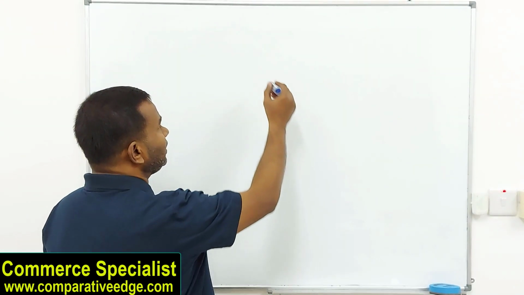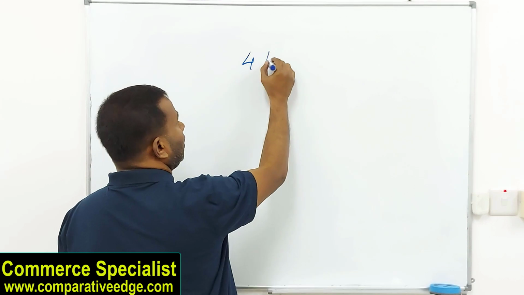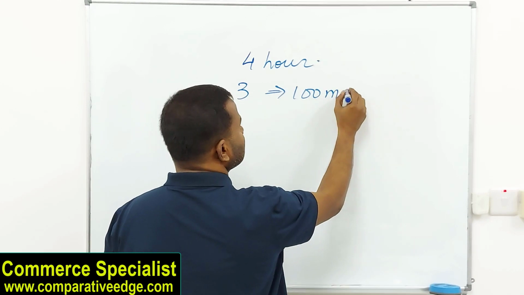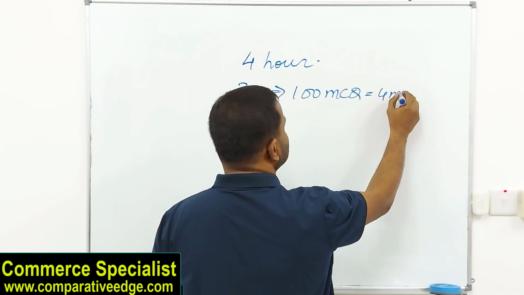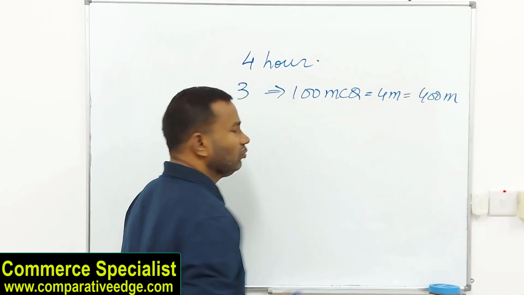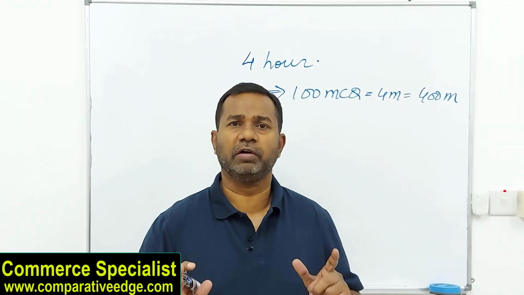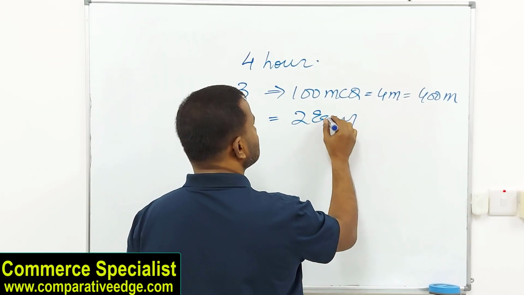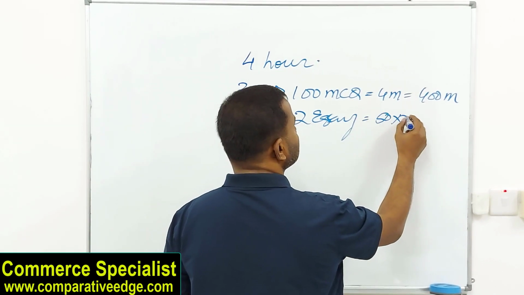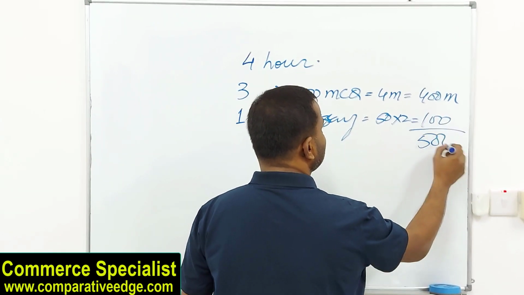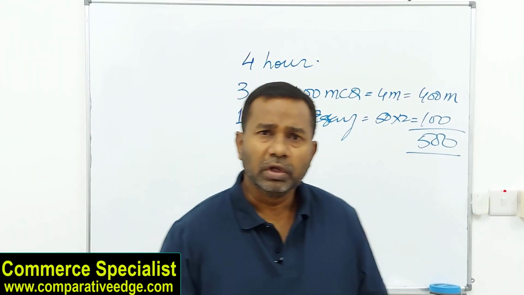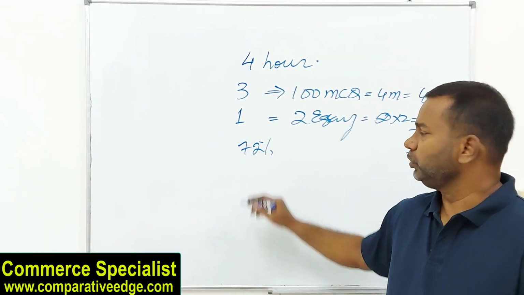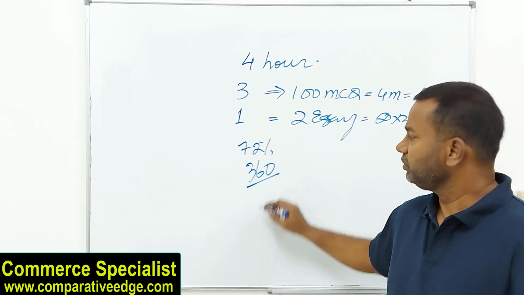If you look at this, a CMA exam is a 4-hour online exam. In the first 3 hours you are supposed to do 100 MCQs, which are around 4 marks each, so that makes 400 marks. The 4th hour, you have to do 2 essay questions, which are around 50 marks each, so that's 100 marks. The total CMA exam is for 500 marks, and to pass you need around 72%, which comes to around 360 out of 500.